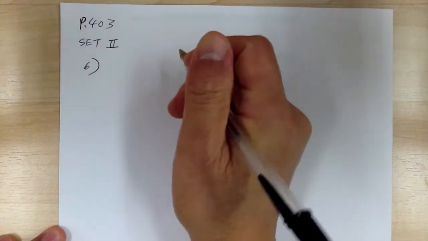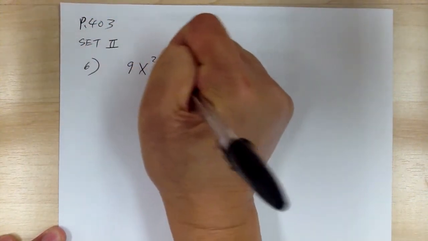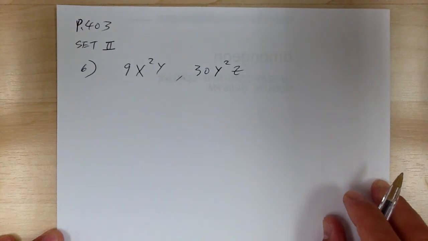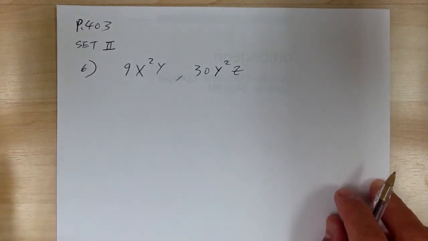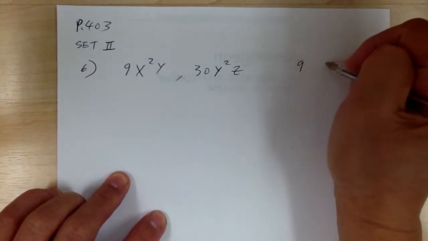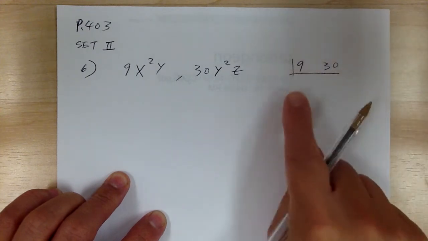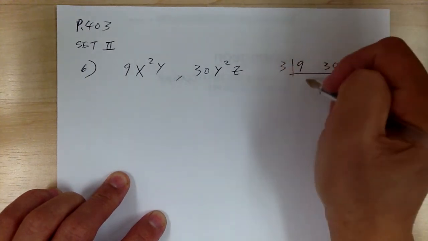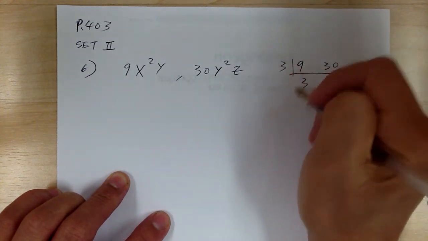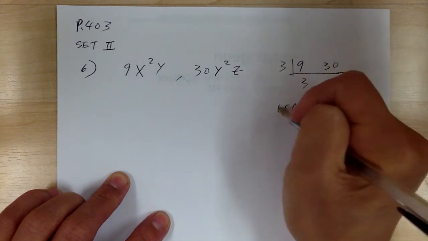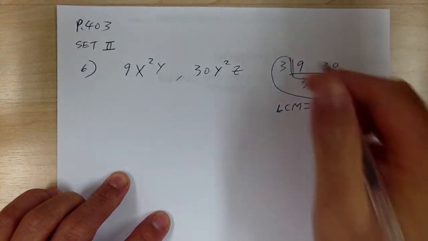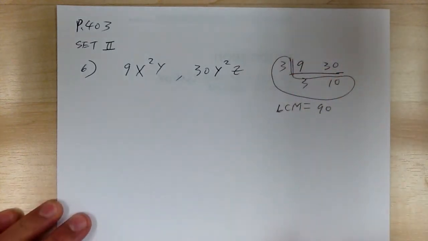So let's go to number 6. You've got 9x squared y, and you have 30y squared z. To find the LCM, the least common multiple, first you have to take care of the number. So 9 and 30. Let's go to the side to do 9 and 30. Both of these are divisible by 3. So divide by 3, you get 3 and 10. And that's it. Now for the LCM, you have to multiply this whole thing over here, everything. So in this case, you're going to get 90.